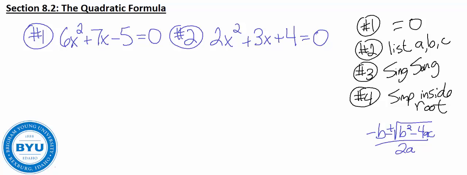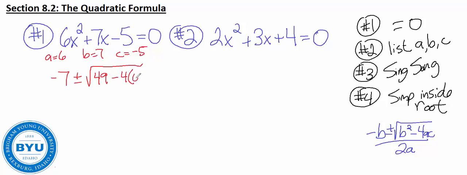Welcome back. Let's go. Here we go. I'm going to go ahead and start this problem. My a equals 6, my b equals 7, my c equals -5. So I'm going to sing the song, -b plus or minus the square root of b squared. B squared is 7 squared, that's 49, minus 4 times a times c all over 2a. 2 times 6 is 12.